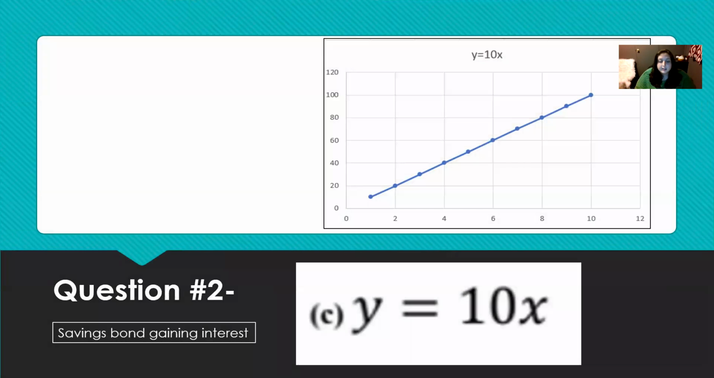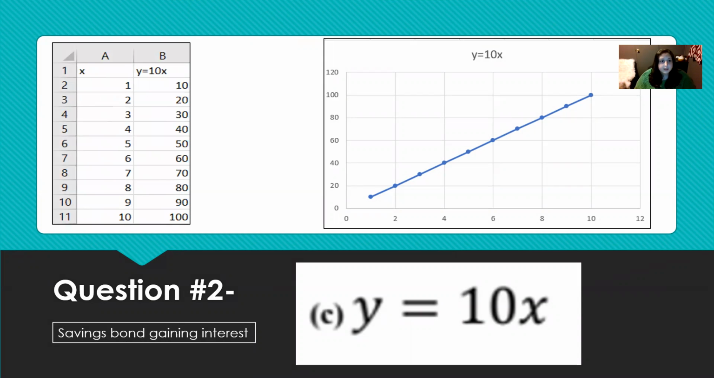And then we've got scenario 3 where y equals 10x. So what we see here is that x equals 1 and y equals 10. So each number that goes up for the x, we're going to add 10 to it. So when we finally get to x being 10, we're going to have y being 100.